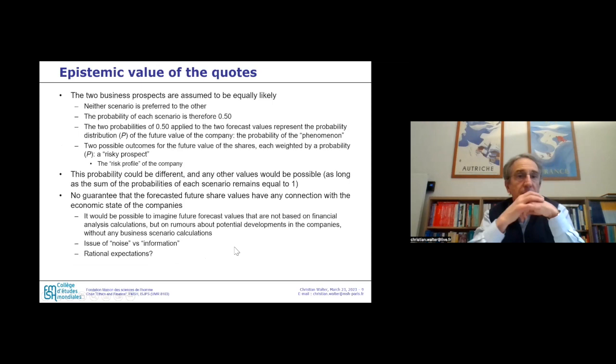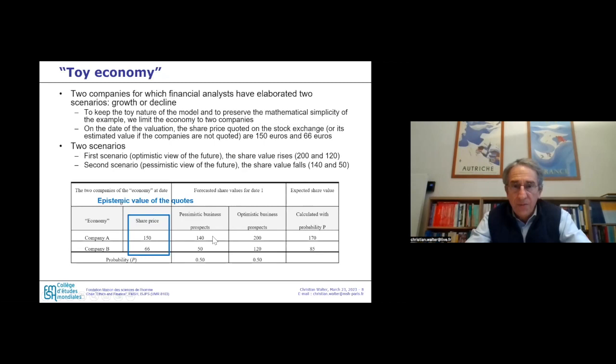So the epistemic value of the quotes can be made precise as follows. First, the two business prospects are assumed to be equally likely. Never is one scenario preferred to the other. The probability of each scenario is therefore 50-50. The two probabilities of 0.50 are applied to the two forecast values with a probability distribution P of the future value of the company. And P is the probability of a phenomenon, P for phenomenon, or for the real world. And the two possible outcomes of the future value of the shares are weighted by probability P, for a risky prospect. And this is the risk profile of the company, 140 or 200, nothing less, nothing more.